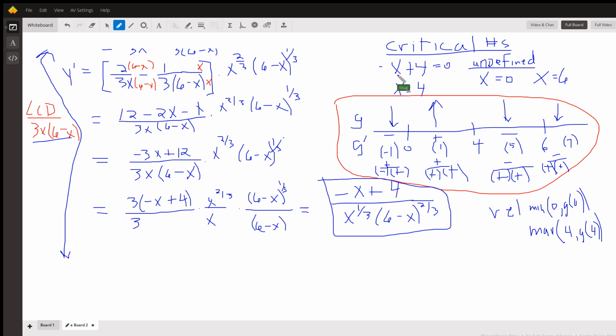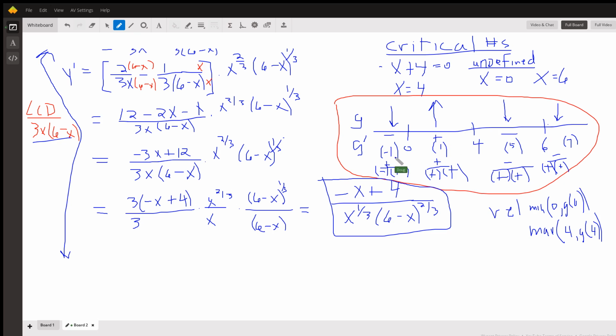The critical numbers occur when the numerator equals 0, or when y prime equals 0. That happens when x equals 4, or when the first derivative is undefined. And it's undefined at 0, because I would be dividing by 0 here, or at 6. And here's your little number line chart for g prime. What I've done is, and there's the critical numbers, 0, 4, and 6.